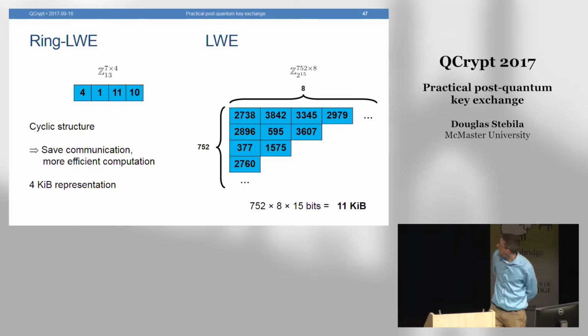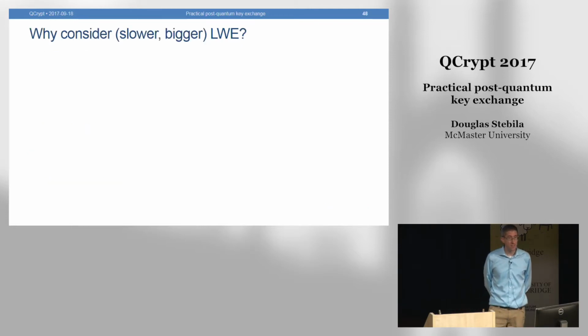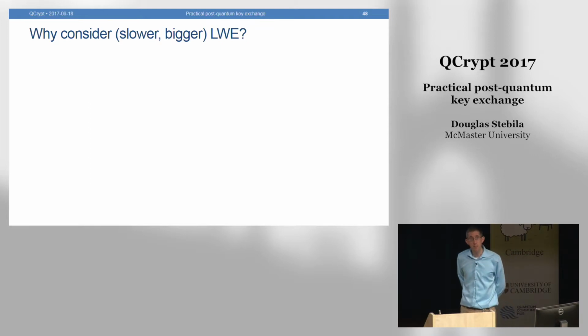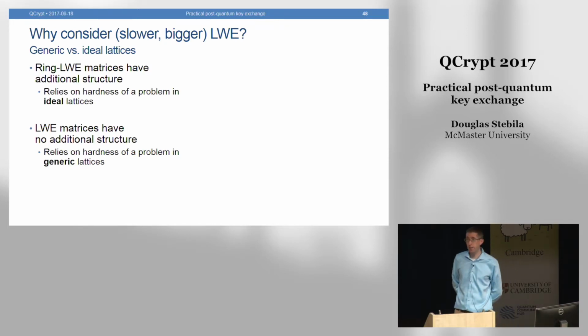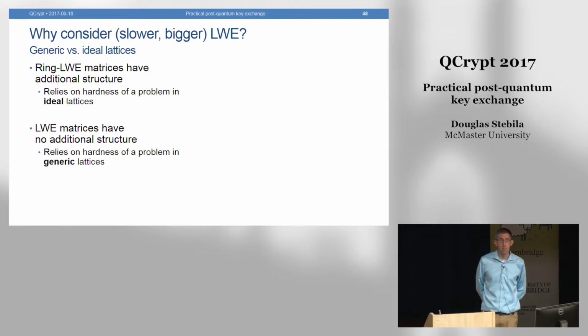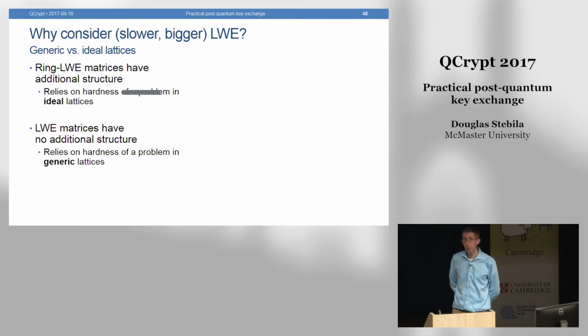Now, if ring-LWE is smaller, more efficient communication, then you might ask, well, why would someone even consider this slower, bigger LWE problem? And the reason is because it leads to a slightly different lattice problem. Okay? And in particular, the underlying problems are distinct whether they're about generic lattices or ideal lattices. Remember, in ring-LWE, we added this structure, this cyclic structure to the matrix, which could then be represented in a ring. Okay? So ring-LWE matrices have additional structure. And whenever we introduce structure in cryptography, we tend to make things easier. Or at least there's the risk that we made things easier.